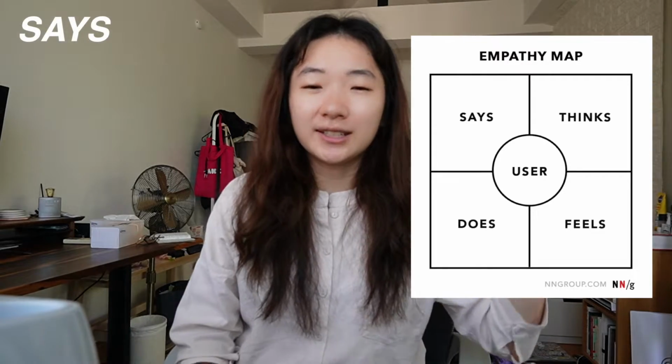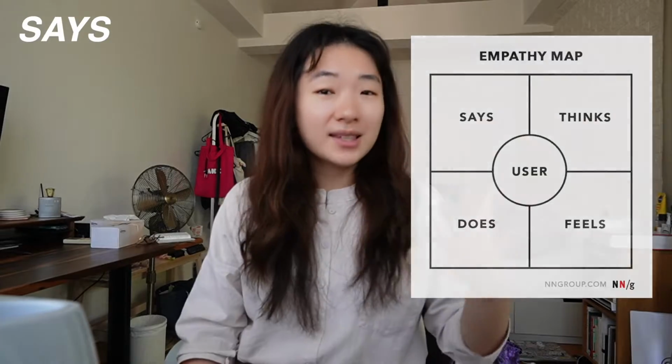The says quadrant contains what the user normally says out loud, and some examples could be, I am a huge fan of Singapore Airlines because they never let me down. Other examples could be, I want something fast but reliable. I think you get the point.